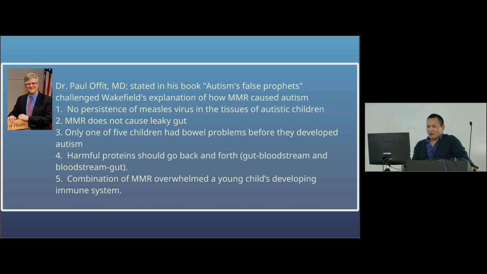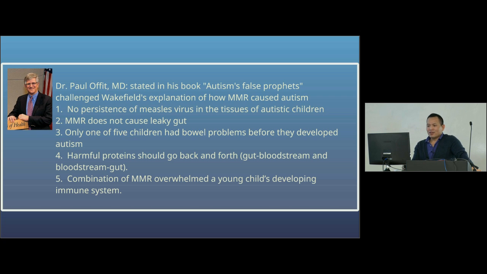He also looked at the fact that only 1 out of 5 children had bowel problems before they would develop autism. Okay, now remember that. Only 1 out of 5 have bowel problems before they develop autism. Okay, so if bowel problem is a problem, they should all have bowel problems before they develop autism, not just 1 out of 5.